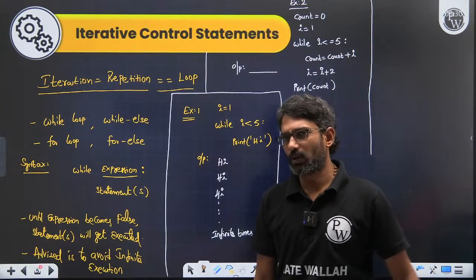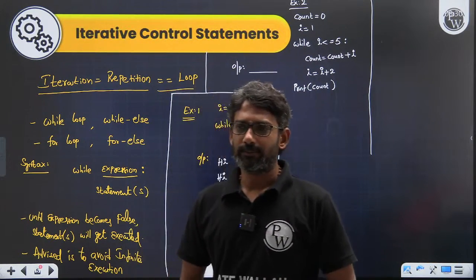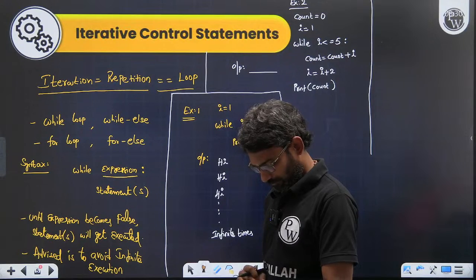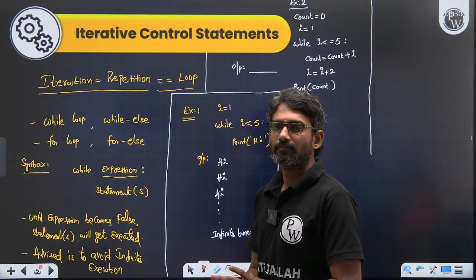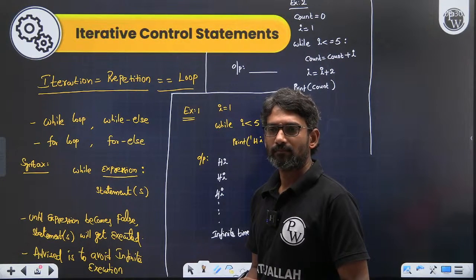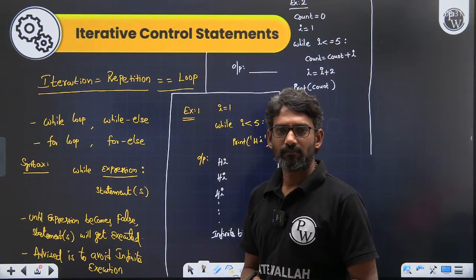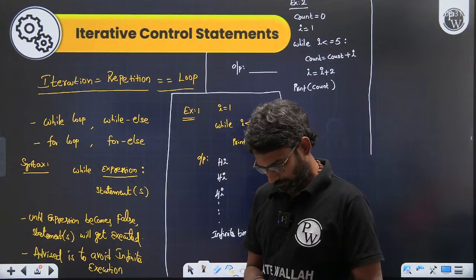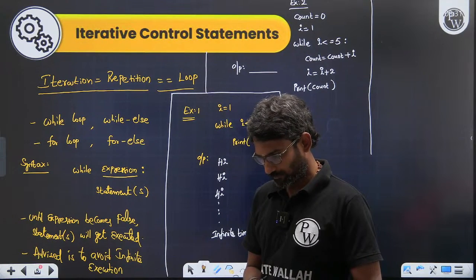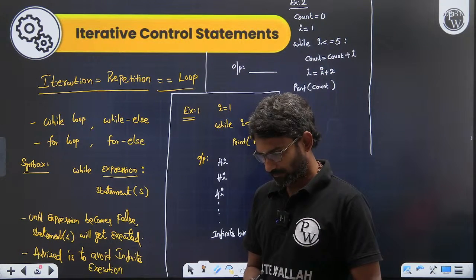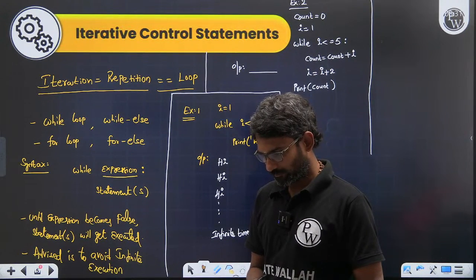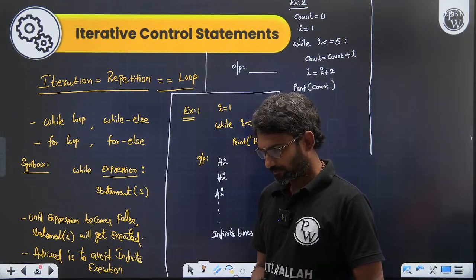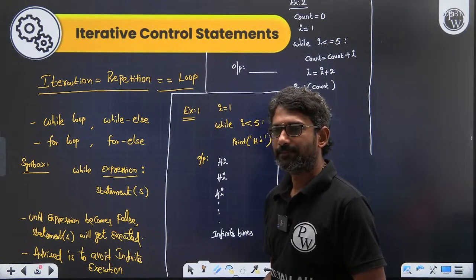क्या है बेटा, इसका आउटपुट क्या होगा? काउंट वैल्यू क्या होगा? Nine. Okay.